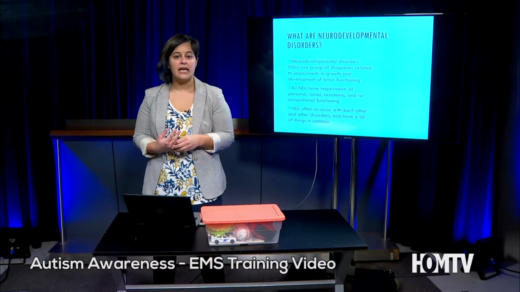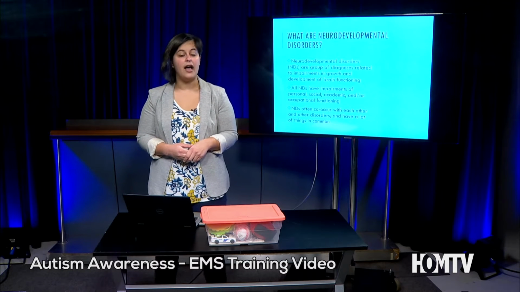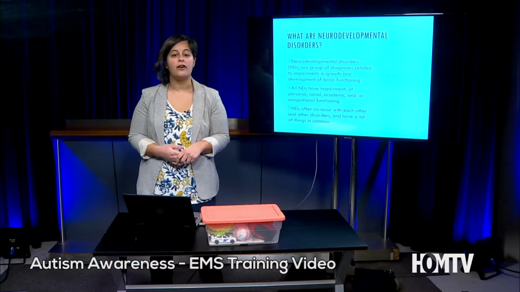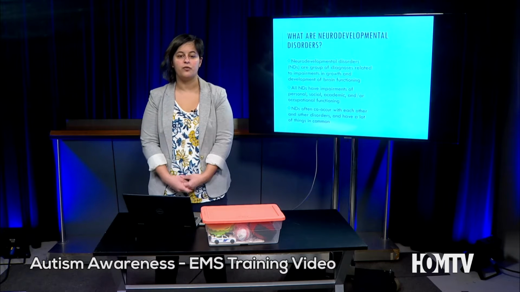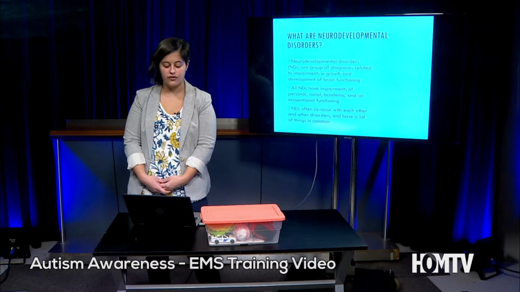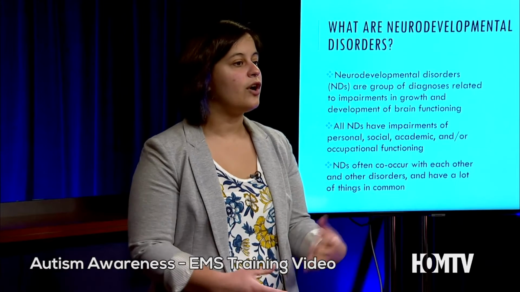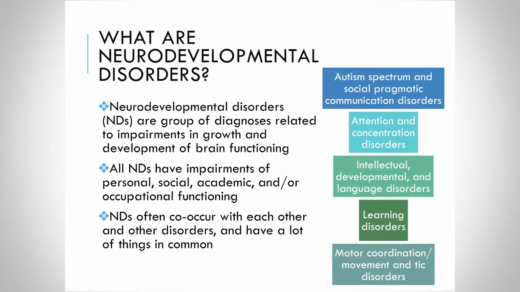So I want to begin by talking about what neurodevelopmental disorders are. Autism spectrum disorder is just one of a variety of neurodevelopmental disorders, and these are a group of disorders that are related to impairments in growth and brain functioning and development. And all of these neurodevelopmental disorders have impairments in personal relationships, social connections, academic, occupational functioning, job functioning, and they often co-occur with each other.